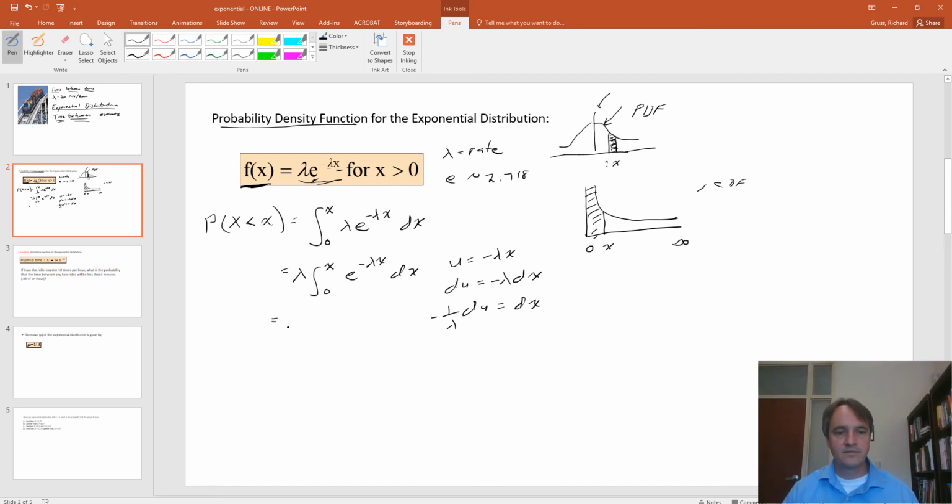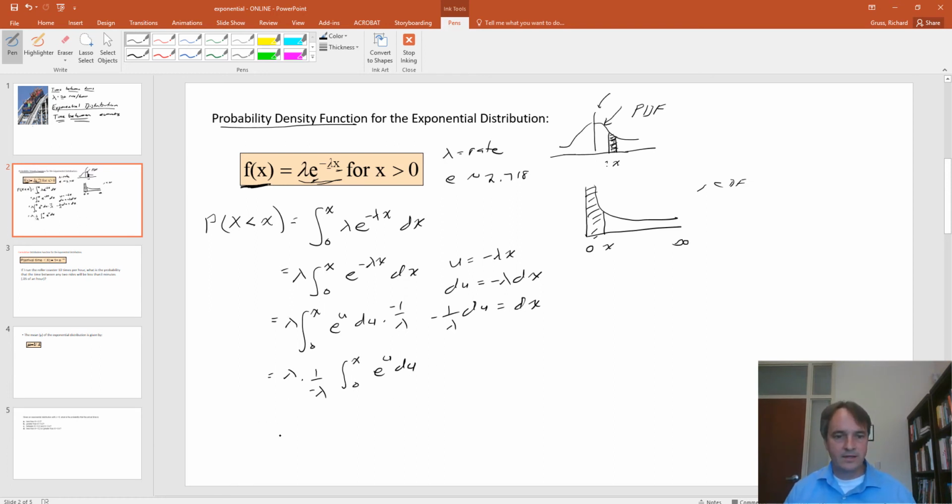So we're going to have lambda times the integral from 0 up to x of e to the u du, but we have this minus 1 over lambda, so we need to include that, multiply by minus 1 over lambda. And this is just a constant again, so once again, I'm going to pull it out here outside the integral. So we're going to have lambda times 1 over negative lambda, and then the integral from 0 up to x of e to the u du, which is just e to the u.